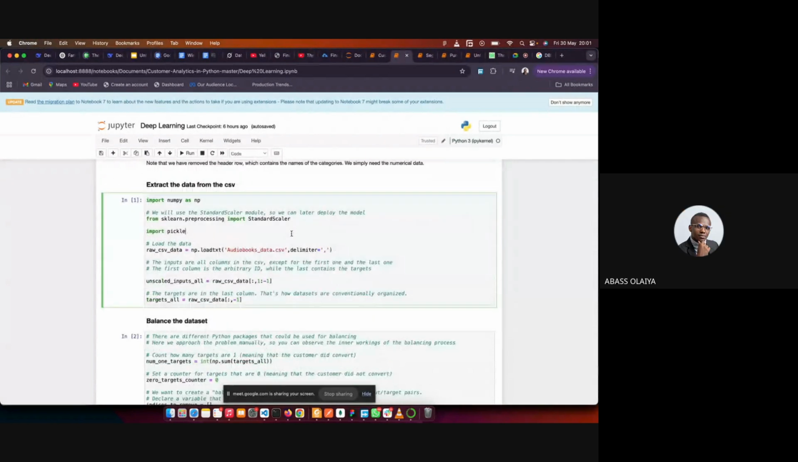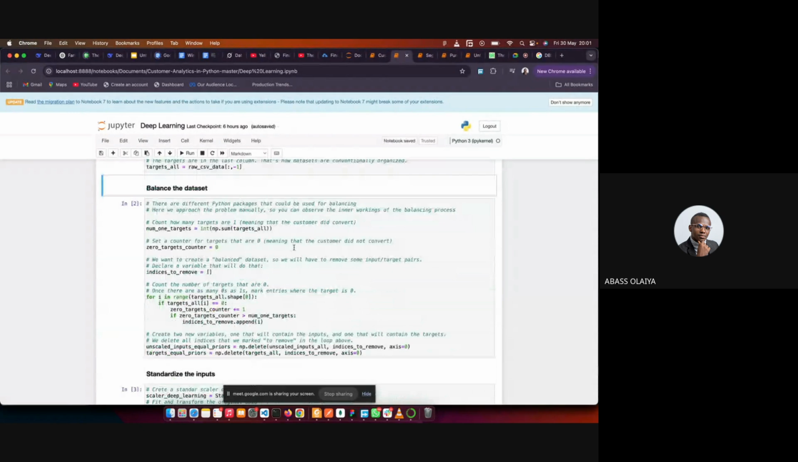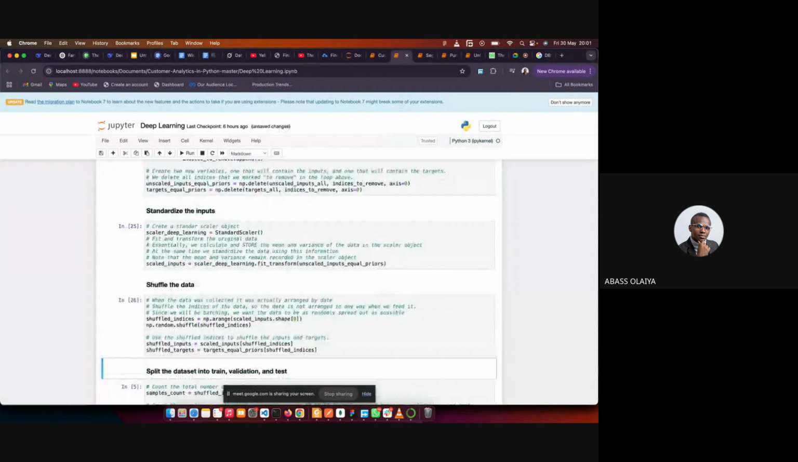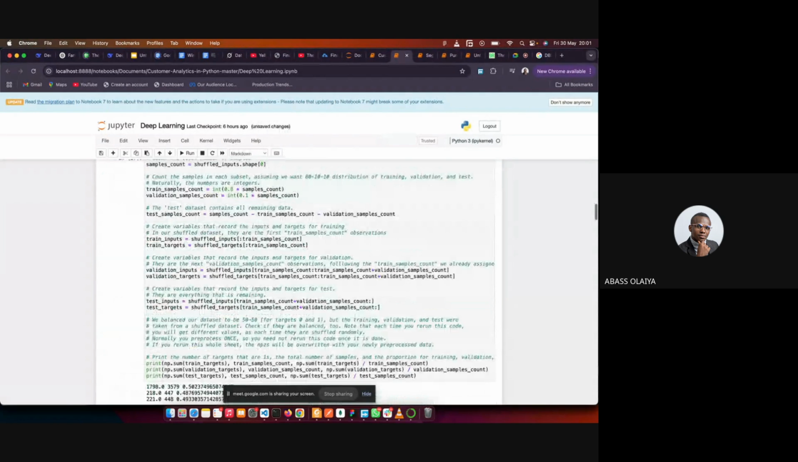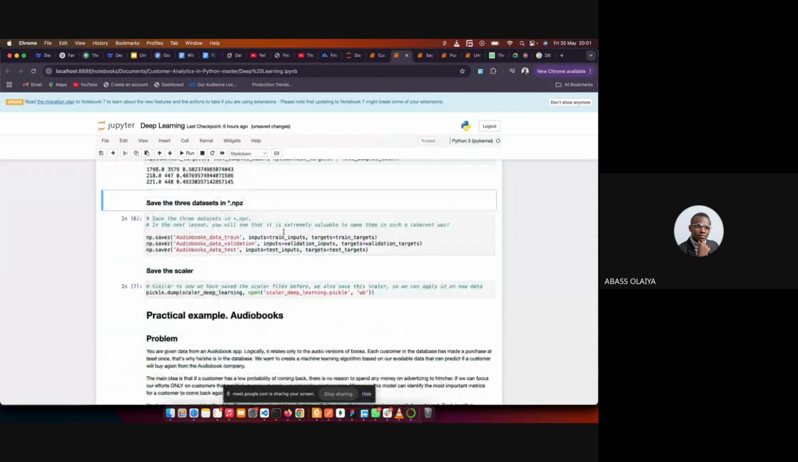So here is my data set, audio data.csv. This is well commented actually. So basically what we are doing here is we are breaking down our data set into three: the train, the validation, and the test.